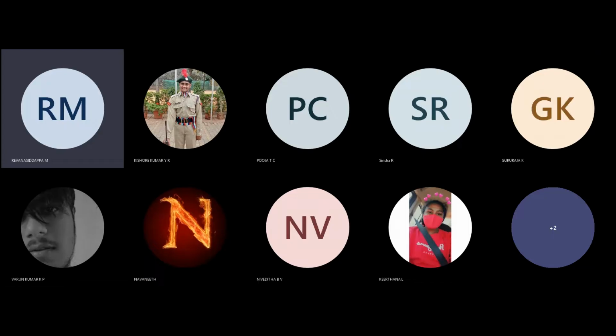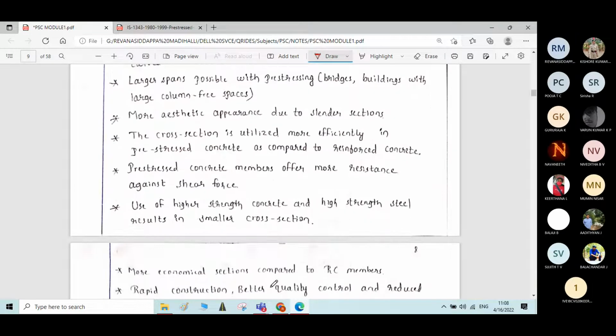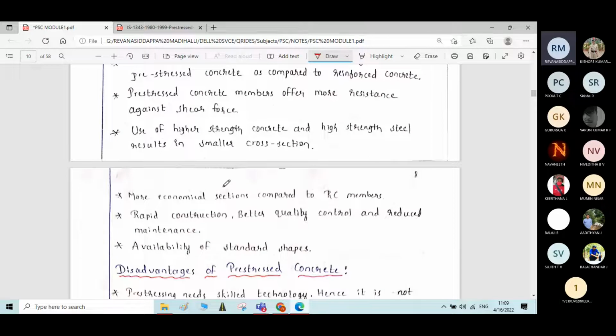PSC members will have higher shear resistance compared to RCC members. The use of high strength concrete and high strength steel results in a smaller cross section. The cross section of the member required to resist the loads will be smaller, and that results in more economical sections compared to RC members. More economical in terms of sectional dimensions, I'm telling, not in terms of cost.